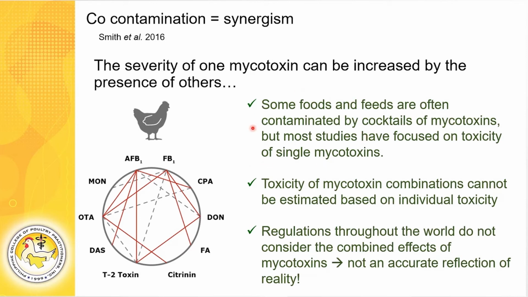So this happens because some foods and feed are often contaminated by cocktails of mycotoxins that are produced either by the same fungi or by different fungi. The toxicity of these cocktails of mycotoxins is very difficult to estimate. And if we have a look at the regulation throughout the world, and we have a look at the numbers that we see in the guidelines, they do not take into account the synergism, but they are based on single mycotoxin contamination. So they do not take into account this phenomenon, and therefore they are not an accurate representation of reality. But thank God, things are changing within the scientific communities and within the regulatory authorities.